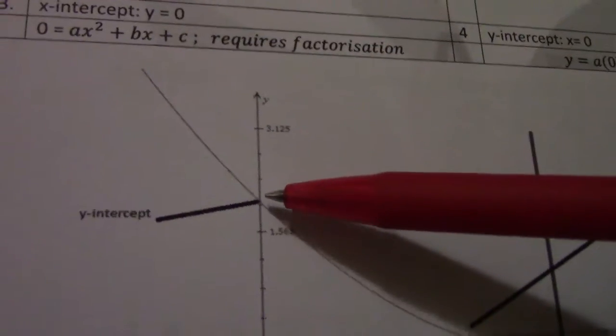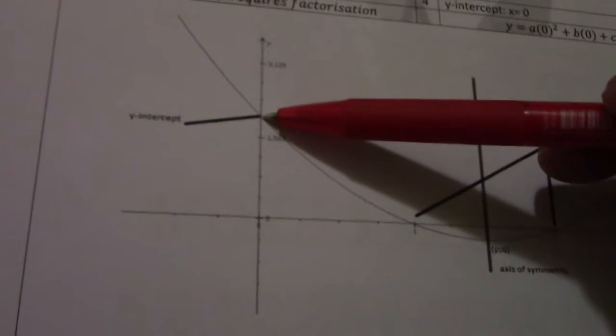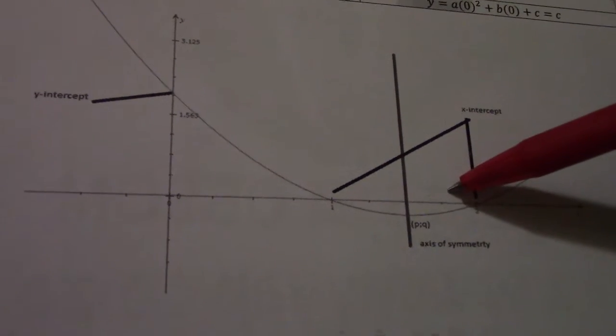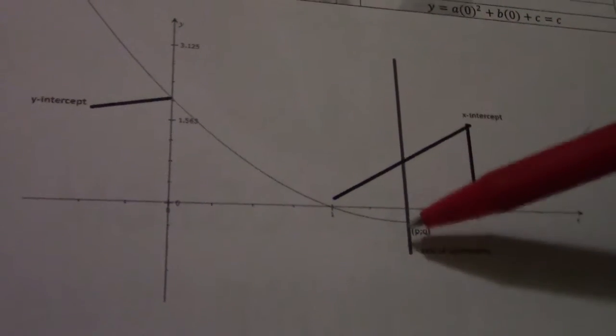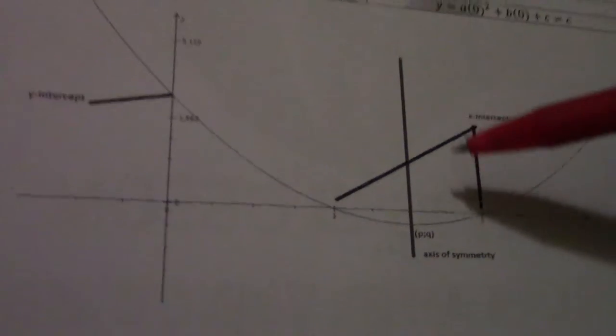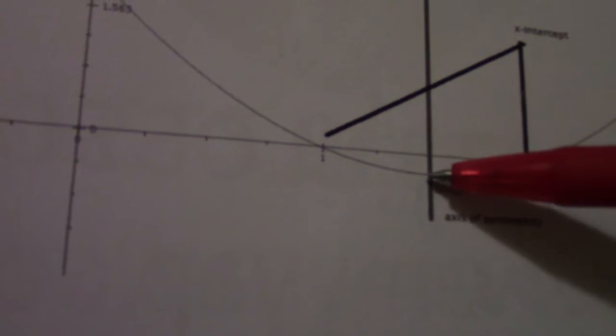On the parabola, just for those of you that forgot, you should understand that this is referred to as a y-intercept. Here it cuts the x-axis, that is referred to as an x-intercept. The line that cuts the graph into two equal halves, to ensure that this half looks like that half, is referred to as the axis of symmetry. And this point here, where the graph turns, is referred to as my turning point.